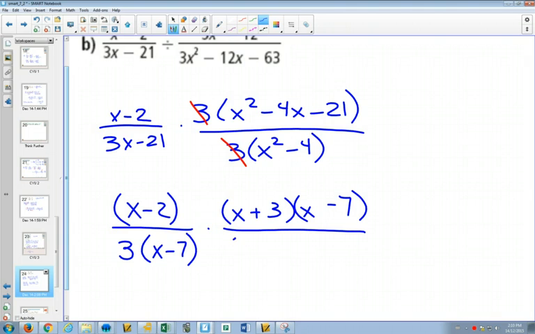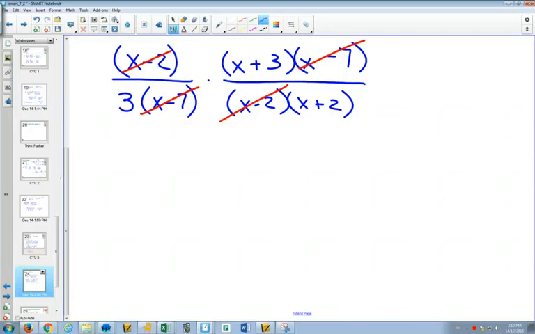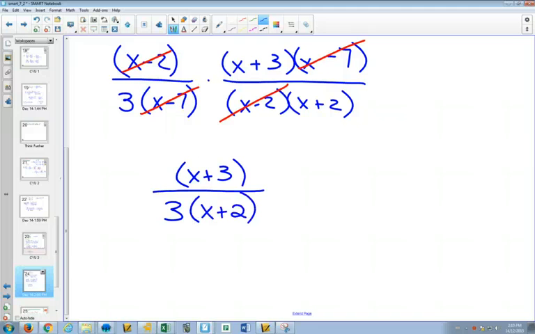The bottom is a difference of squares. Oh, there's an x minus 2 on top. How nice that there becomes an x minus 2 on the bottom. Now we look, are there things that are identical? Yes. And we're left with x plus 3 on the top and 3x plus 2 on the bottom.